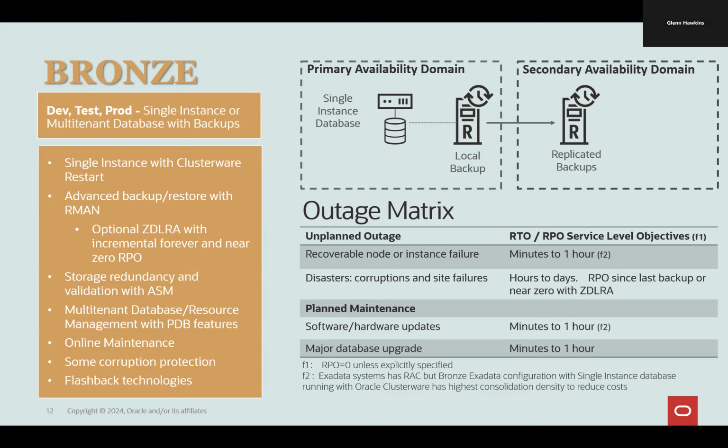So let's jump into the different tiers and what we have here. So bronze is where it all starts, right? It's single instance with no clustering in the picture right now. So we just have single instance available to us. Usually our backup at this point is RMAN. We can see the RTO and RPO. So this is the first time you're looking at the outage matrix.